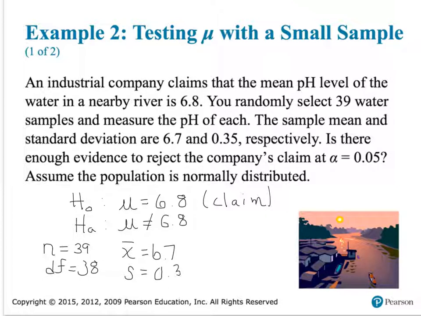So we can tell that sigma is not known. We're using the sample standard deviation, which is why we will be in the t-distribution. Is there enough evidence to reject the company's claim at an alpha of 0.05? So here we notice, because of our alternative hypothesis, we're going to be doing a two-tailed test.